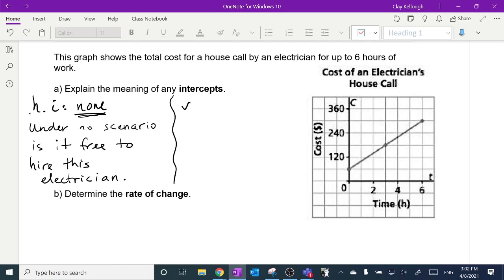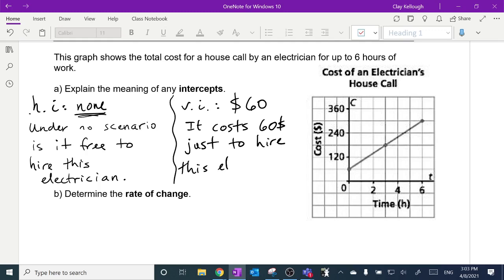My vertical intercept is, let's see, what's half of 120? 60 bucks? Which means what? What does that number tell us? Right on. Oh, I like the way you said that. It costs $60 just to hire this electrician, right? Just to get this person to come through the door before they even do any work.